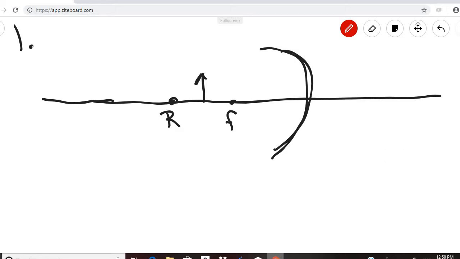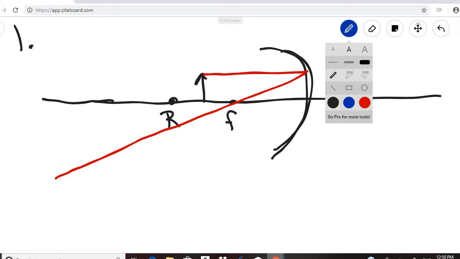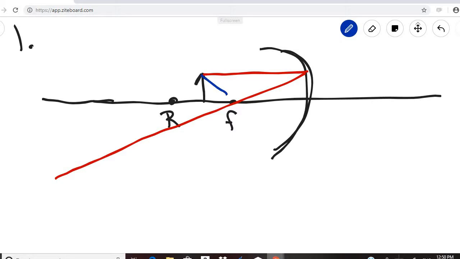So the first rule tells us that if something goes in horizontally, it will reflect through the focal point. And then secondly, if it goes in through the focal point, when it hits that mirror, it will reflect out horizontally. So our point of intersection is right here.